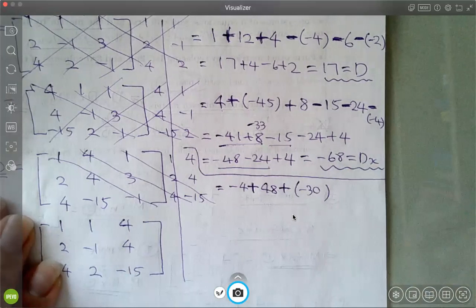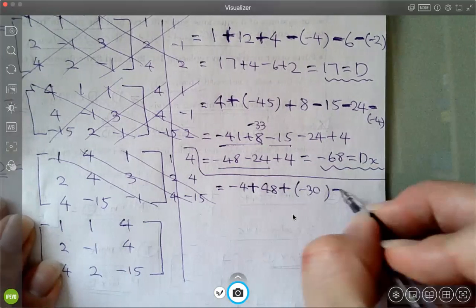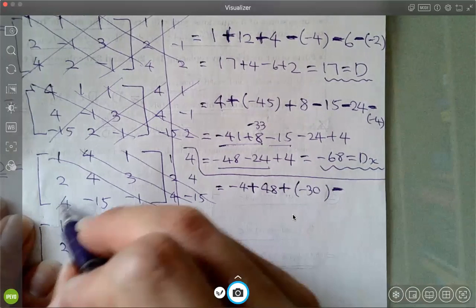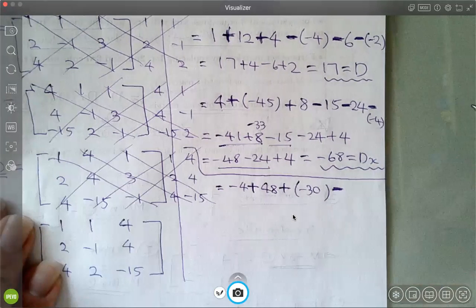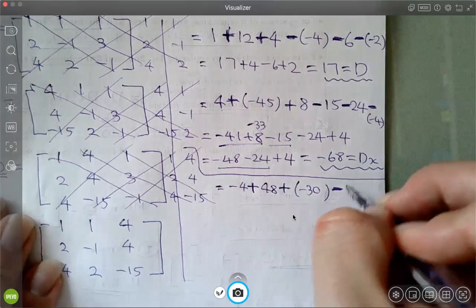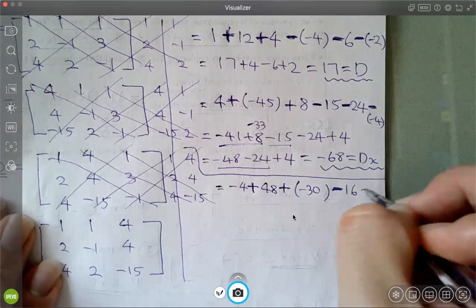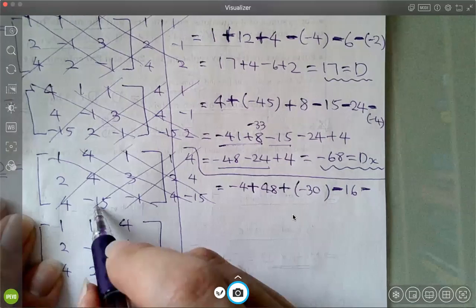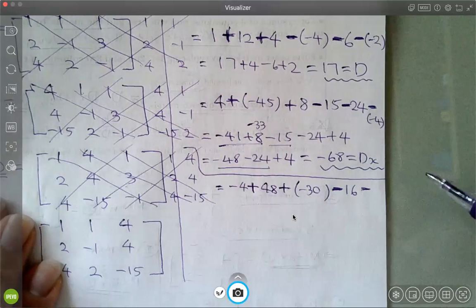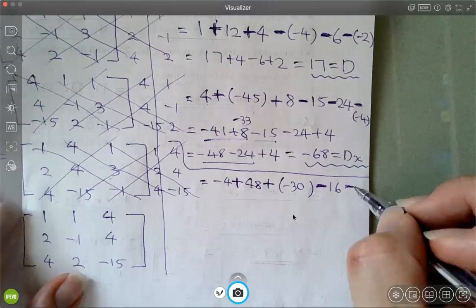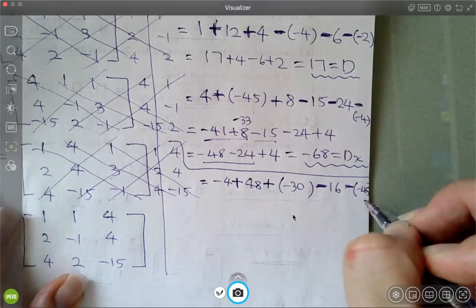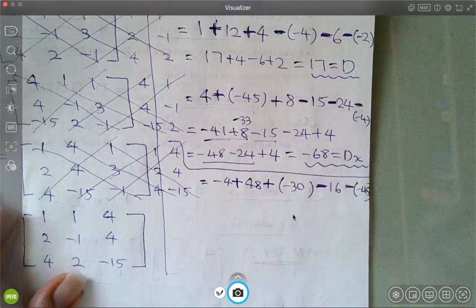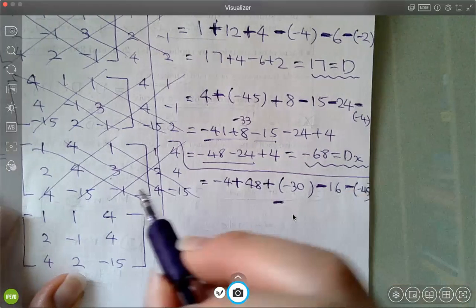Okay, and then minus. Now go this way. So what is this? 4, 4, 1, so that's just 16. And then minus, once again, negative 15, 3, 1. So that's negative 45, right? So minus negative, whoops, 45. Okay, that's negative 45. And then minus negative 1, 2, 4. So that's negative 8, right?